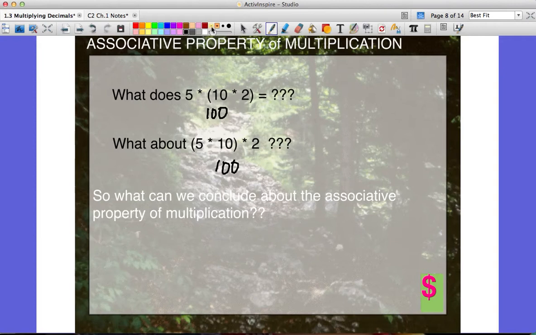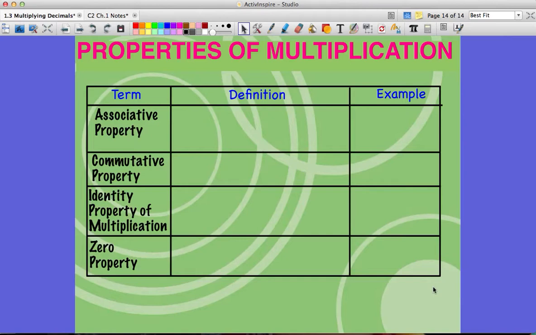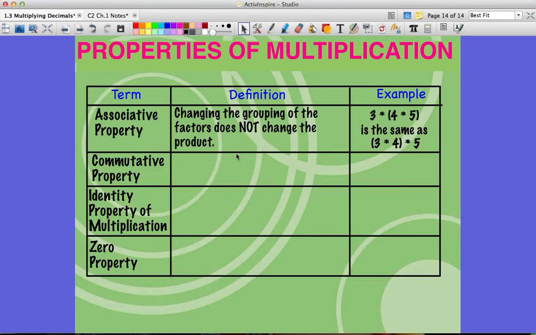So what can we conclude about this associative property of multiplication? If you remember from the associative property of addition, we can change the groupings of these numbers, and it will not change the outcome. So the associative property of multiplication is: changing the grouping of the factors does not change the product. So 3 times the quantity 4 times 5 is the same as the quantity 3 times 4 times 5.